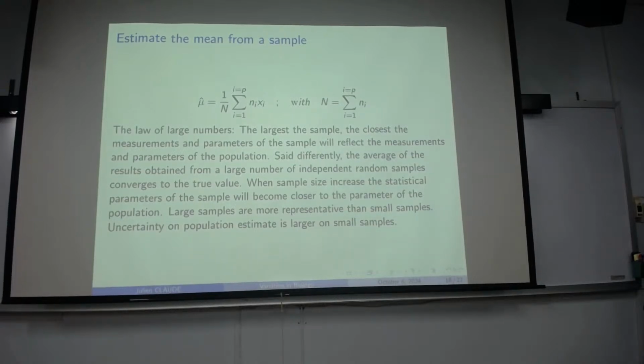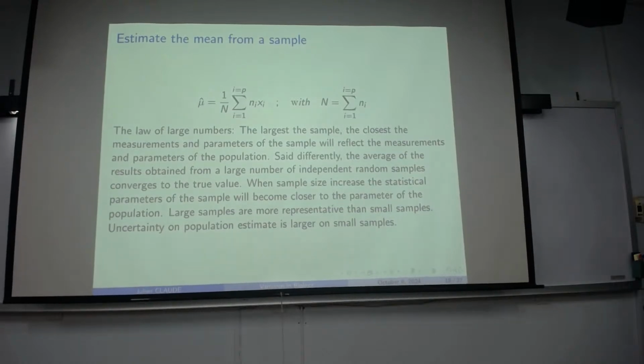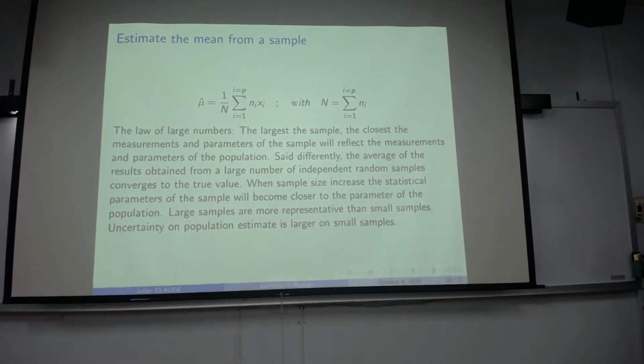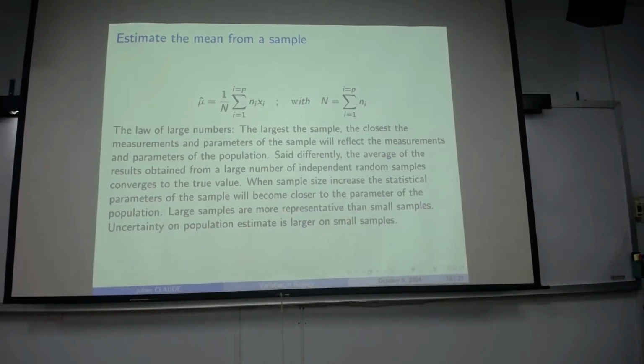So the formula is the same. This is not always the case for all properties. And for the mean, it's working because the mean is obeying the law of large numbers. You have just two laws to understand statistics: this one and the central limit theorem. The law of large numbers says when you have a large sample, the property of the large sample will be closer to the property of the population.